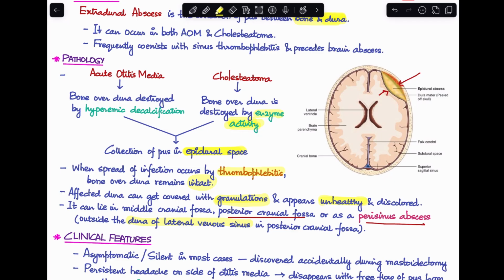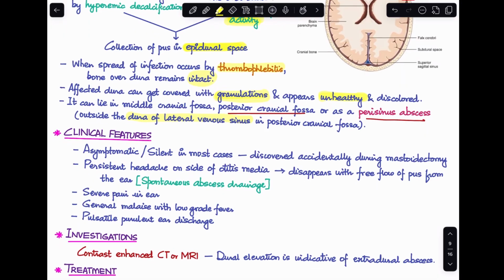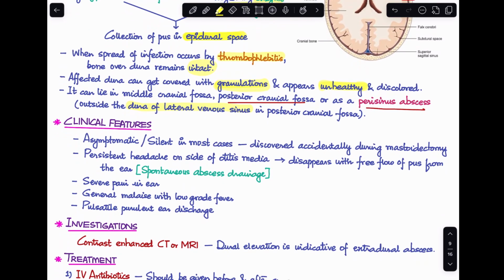Now, how will a patient present to you in this case? Most of the time, the patient is asymptomatic or silent, and the abscess often gets incidentally discovered during mastoidectomy in that patient. So, the majority of patients will be asymptomatic.